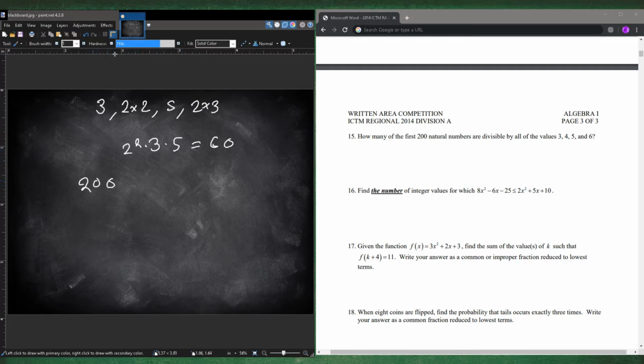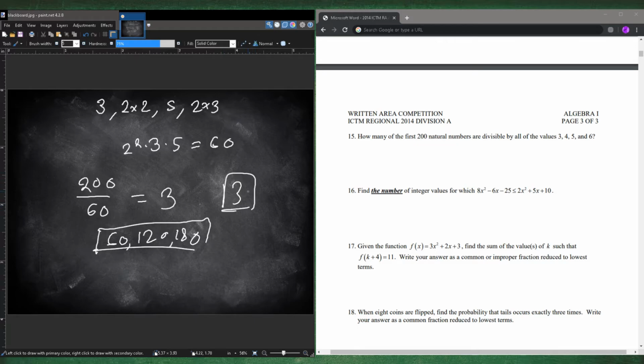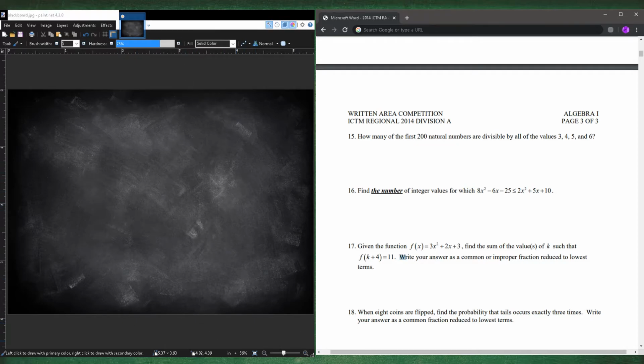So it's just 200 divided by 60. How many of the first numbers are divisible by 60? There's only three of them, right? This might be a decimal, but you're going to round down to three, which is just 60, 120, and 180, right? That's why there are some decimals, because some of them are not counting. But basically, we only take the integer part. So that is three numbers. So the answer is three. Okay, basically just that simple.